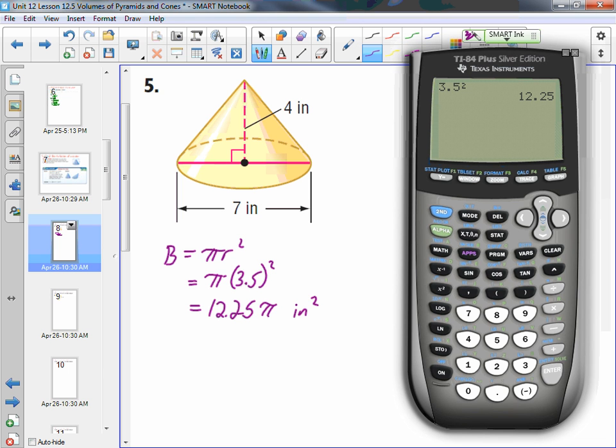Everybody with me? So, volume 1/3 times the area of the base times the height. 1/3 times 12.25 pi times 4.